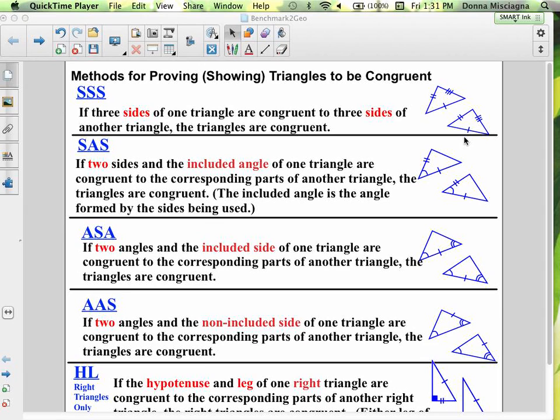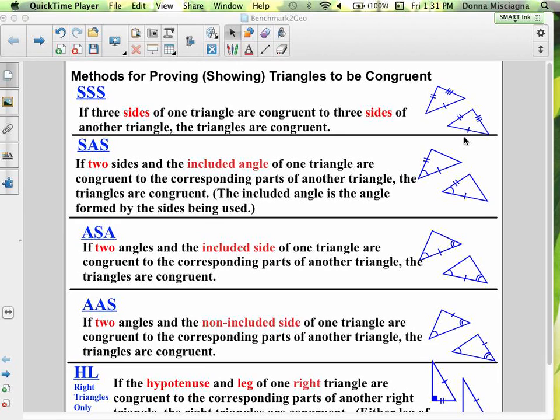All right, so methods for showing triangles to be congruent. So first one, side, side, side. If three sides of one triangle are congruent to three sides of another triangle, the triangles are congruent. All right? So if you've got three corresponding sides, that is enough for triangles to know that they are congruent.